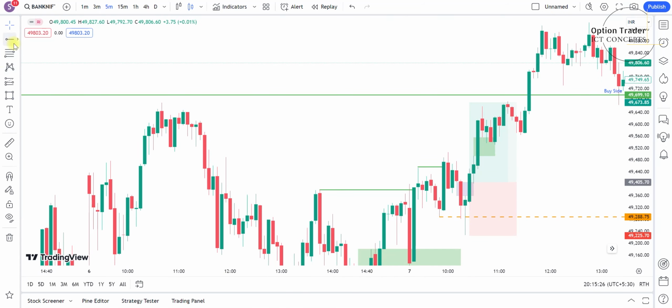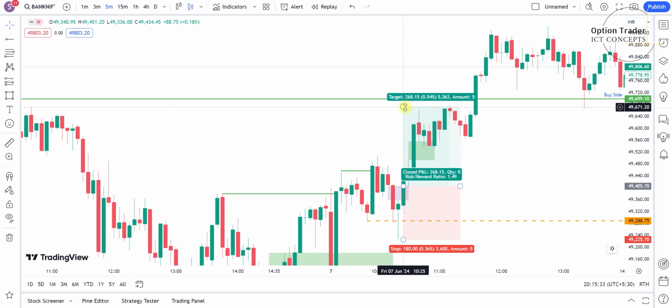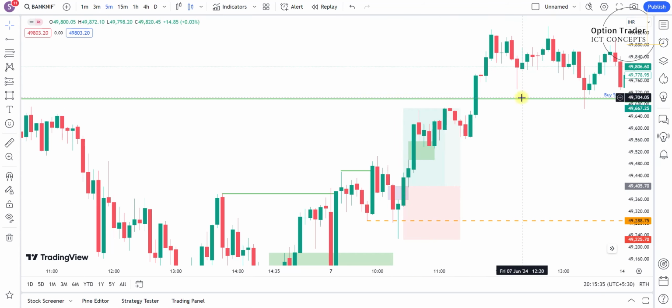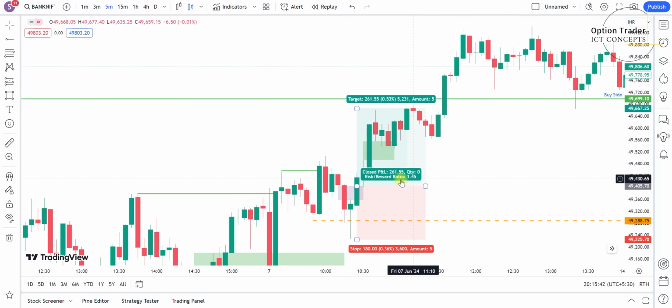So I thought, okay, if it is creating an equal high, then I will be exiting. So I just exited over here. I didn't wait for this area because it is not worth it. In the premium, it will be only 5 to 10 points difference. So it's okay. How much did we get? Almost 261. I think in the premium, I got 100 or 110 points in a single trade.